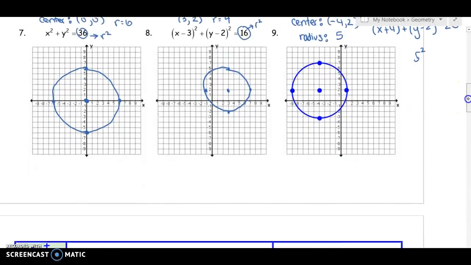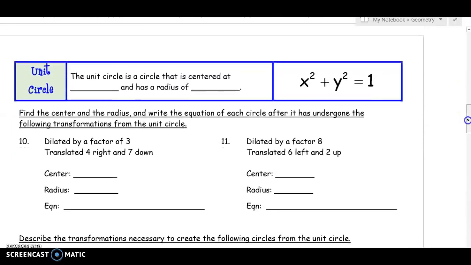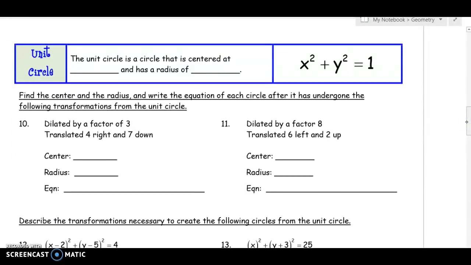All right, then we get into the next page, unit circle. The unit circle is a circle that is centered at 0, 0, the origin, and has a radius of 1. So this is the equation for that. You can see the center is 0, 0, and the radius is 1. What we're going to do is find the center and the radius of a circle, and then we're going to write the equation after it's undergone some transformations.